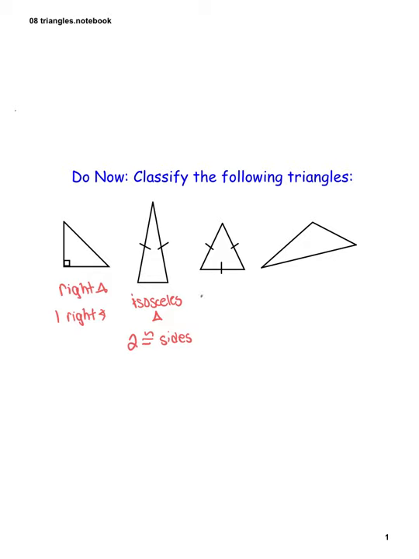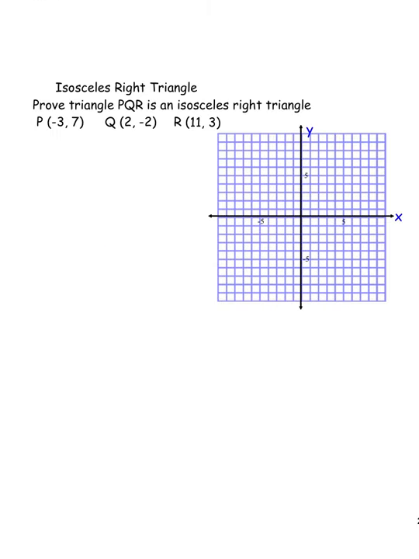The third triangle is called equilateral, which means it's got three congruent sides. And the fourth one is called a scalene triangle because it's got no congruent sides. So today we're going to learn how to do these in coordinate geometry proofs. You might want to take out a piece of paper or some graph paper so that you can follow along and copy these down.